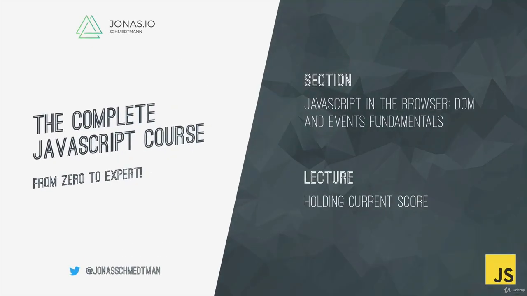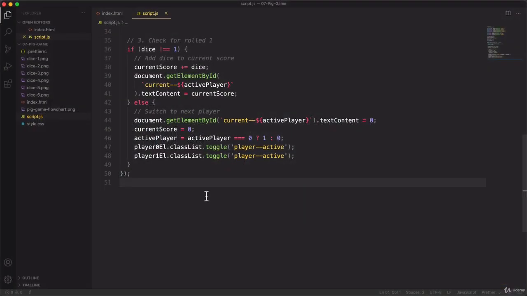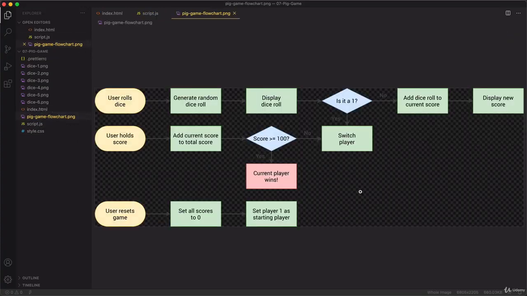And now let's implement the feature of a player holding the current score. And let's again look at our flowchart here. And once again, this flowchart basically represents the division of our big problem, which is to implement this game, into smaller problems, which are all of these green sub-problems here. Now what we are going to implement is the functionality of holding the score.